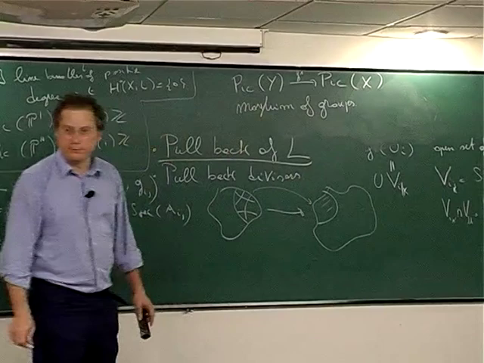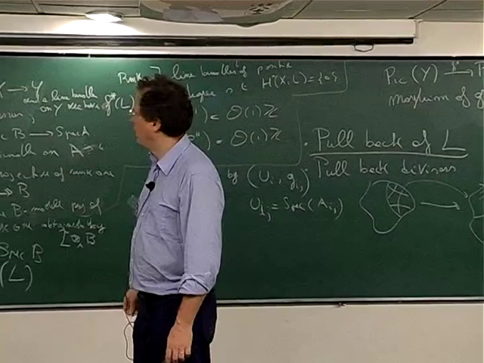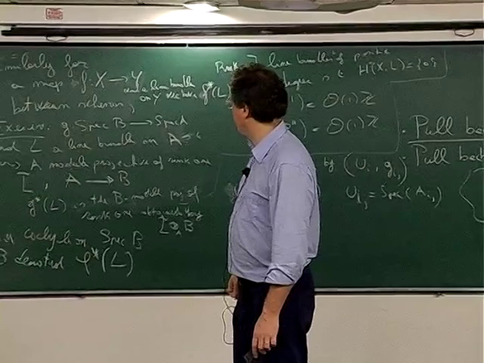Is this for any type of map or finite type? Sorry? Is this for any map between schemes, or should this map have some properties? It's a map between schemes. Any map, not necessarily finite. Any map.